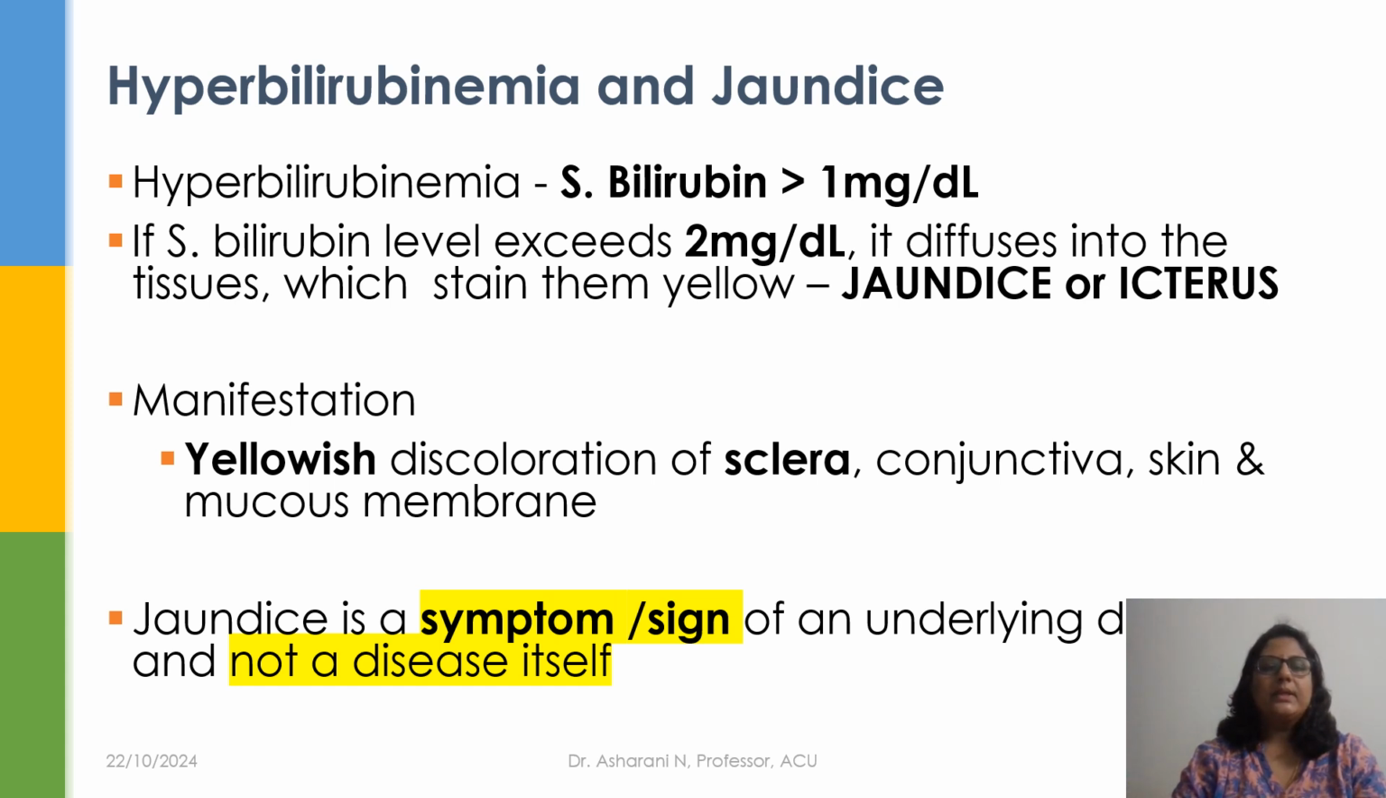Jaundice is the yellowish discoloration of sclera, conjunctiva, skin and mucous membrane. This happens when serum bilirubin level exceeds 2 mg per deciliter, where it diffuses into tissues and stains them yellow. Any mere increase in serum bilirubin more than 1 mg per deciliter is called hyperbilirubinemia, and this staining happens when it exceeds 2 milligrams per deciliter. Here we have to note that jaundice is not a disease by itself, but it is a sign or symptom of an underlying disease.